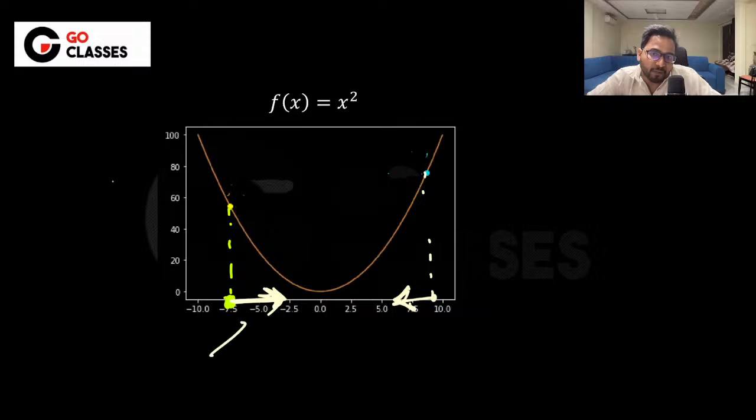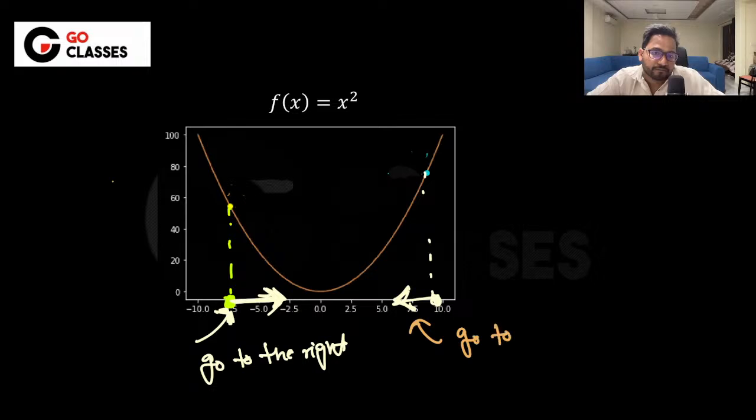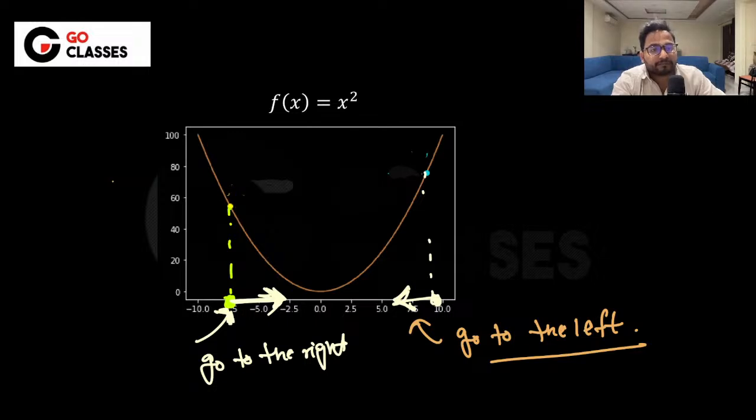So at this particular point, if you are starting here, your algorithm should be able to guide you to go to the right. And if you are here, then your algorithm should guide you to go to the left. Is this understood to everyone, what I'm trying to say? So basically the job of the algorithm is to make sure that you are guided correctly, whether to go to the left or to the right. This is the job of the algorithm, which is given by gradient descent.